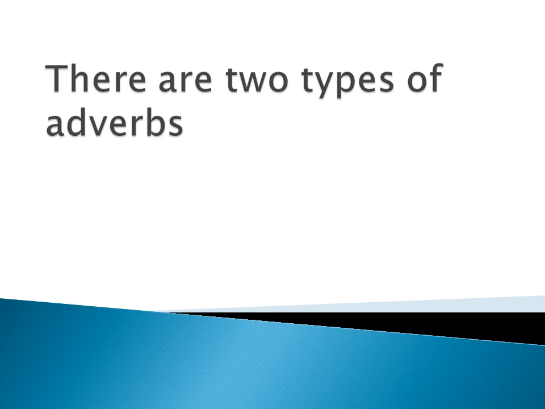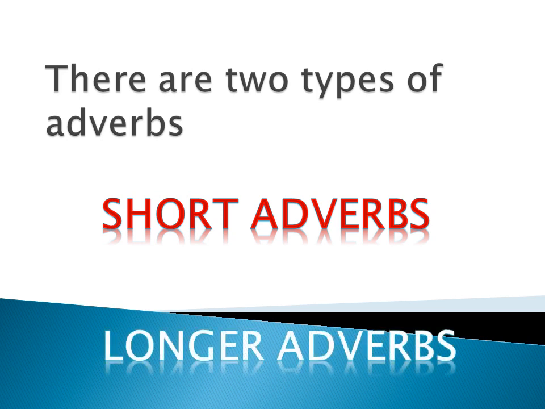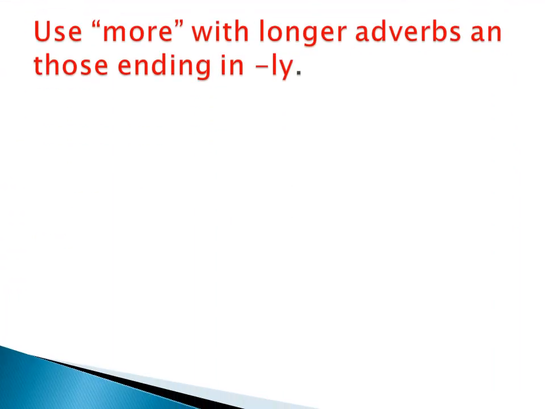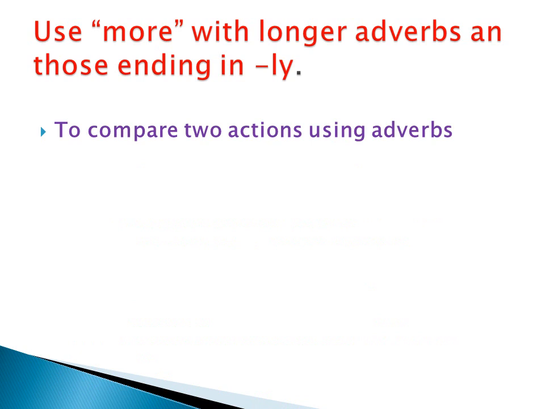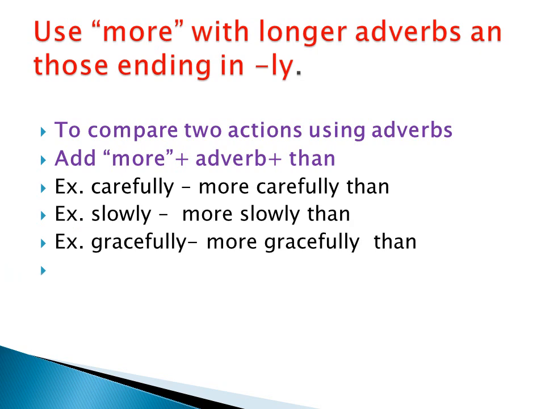First we have to look at the types of adverbs themselves. There are short adverbs, in which you will find that an adverb contains only one syllable, or the longer adverbs, which contain more than two syllables. There are some adverbs that we can easily identify because they end in ly, and to compare two actions using adverbs, we are going to add more before the adverb and then than after the adverb. More, like carefully, more carefully than, slowly, more slowly than, gracefully, more gracefully.